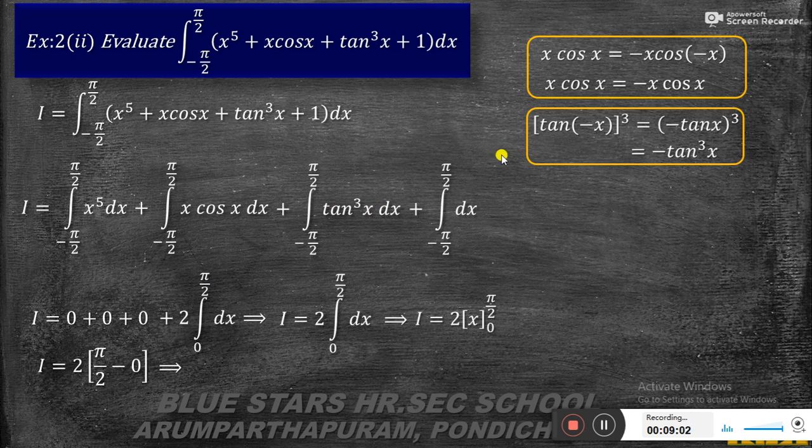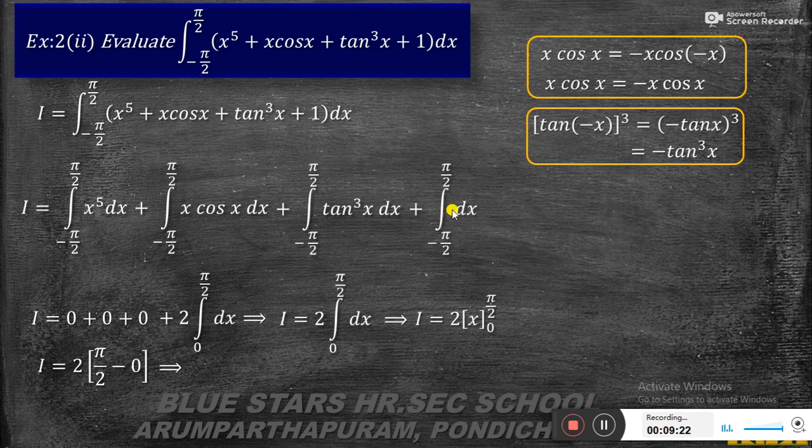Next, tan cube x. You substitute x equal to minus x, tan of minus x whole cube. Tan of minus x is minus tan x, so minus tan x whole cube means minus tan cube x, so again the minus sign will come. So it is an odd function, so its integration is 0. So for odd functions, the integration comes to 0 here.